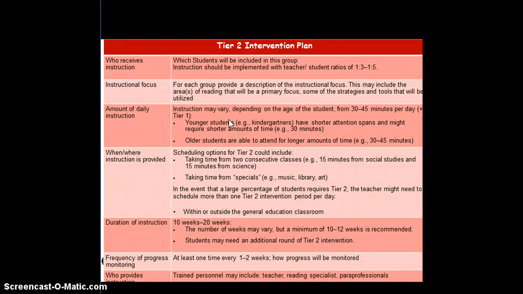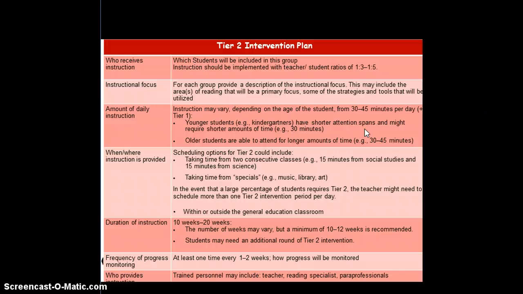This instruction may vary depending on the grouping of the students, from 30 to 45 minutes a day, plus whatever they still may be getting in the classroom during their Tier 1. Some of the younger students, keep in mind, might have shorter attention spans and might require shorter amounts of time, and older students are obviously able to attend for longer amounts of time. So in considering your grouping, if you're going with skills grouping and you've got first graders and third graders in that group, then you may want to think about how much time you can have them. Or if your schedule permitting, you're going to have all fourth graders in one group, then that changes how you make that decision about the amount of time.